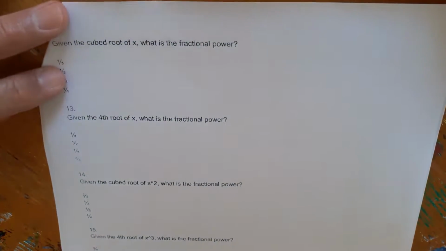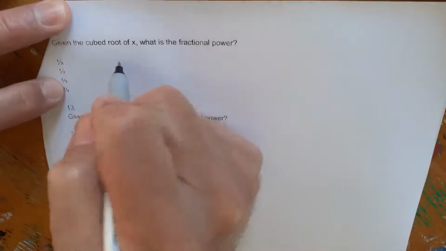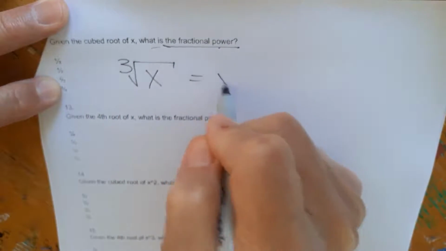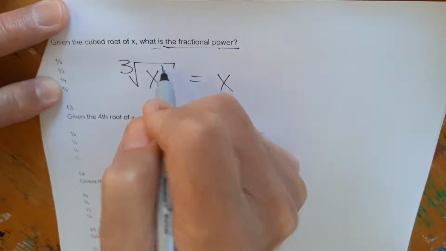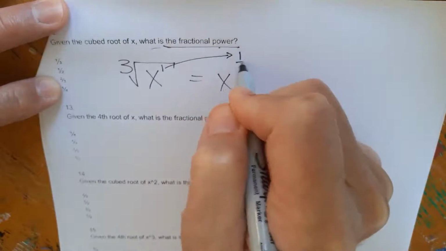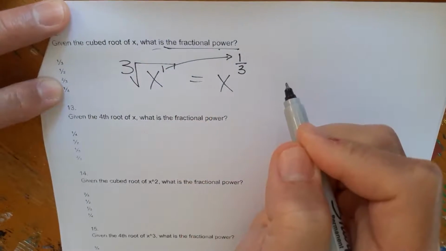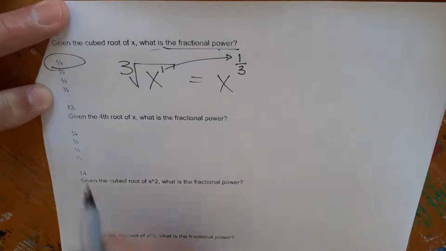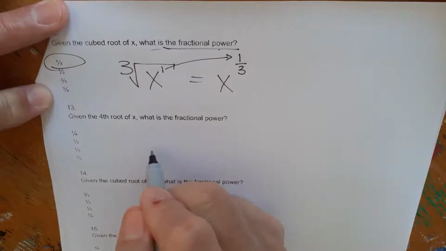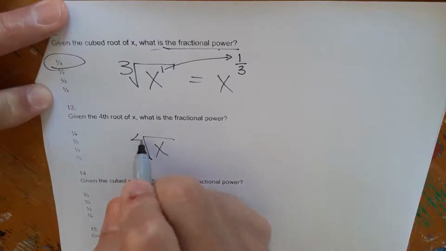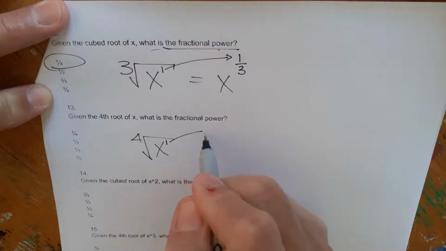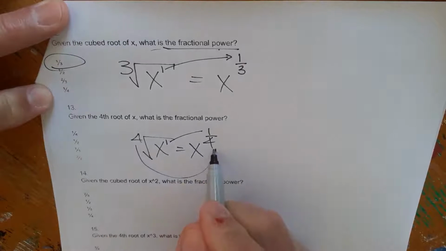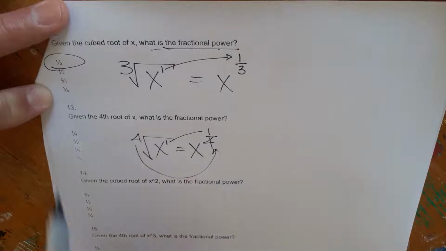If you remember that pattern and write it down, it's in the notes too. Given the cubed root of x, what is the fractional power? Do the same thing, rewrite what's under the symbol. It's got a power of 1, so that's up in the numerator, and it's got a root of 3, so that's in the denominator. So its fractional power is 1/3. Given the fourth root of x, what's the fractional power? The x with a fourth root on it has an invisible 1, so this equals x to the 1/4. The root value goes down in the denominator position, 1/4.